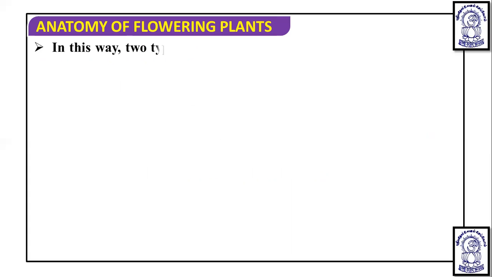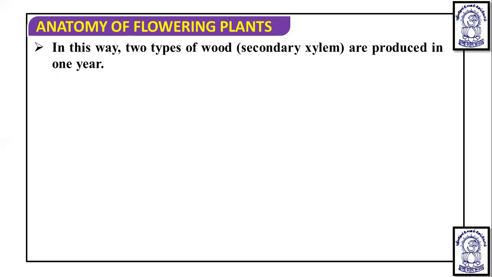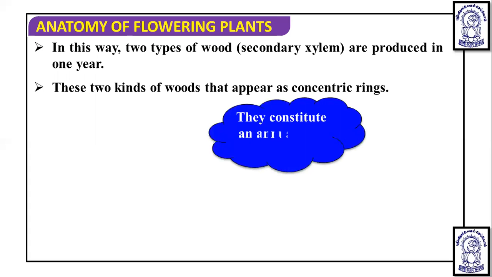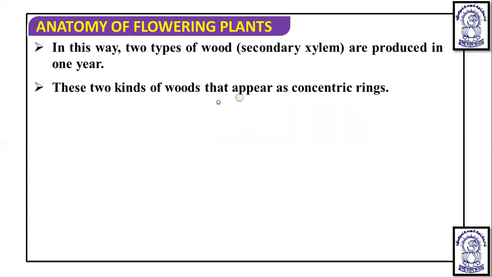So in the diagram, we have seen how autumn wood and spring wood are formed. Autumn wood is comparatively less, but spring wood is more, due to the requirement of the plant. These two types of wood, secondary xylem, are produced in one year. This wood appears as a concentric ring, and together they constitute an annual ring or growth ring.